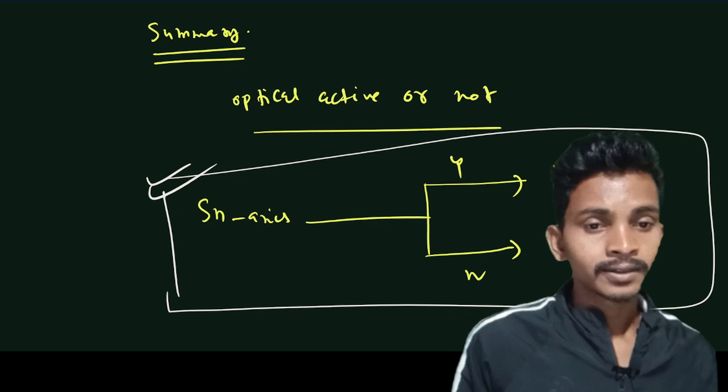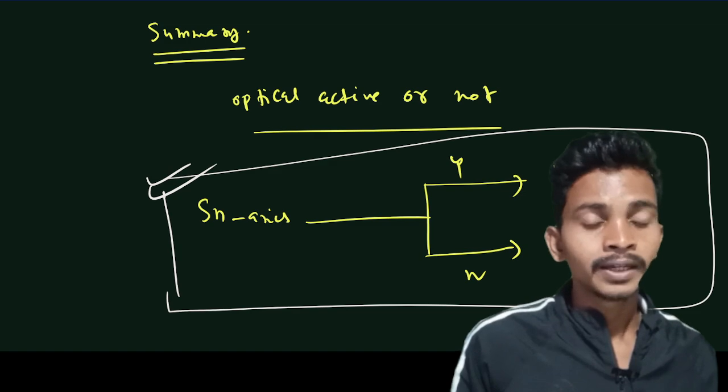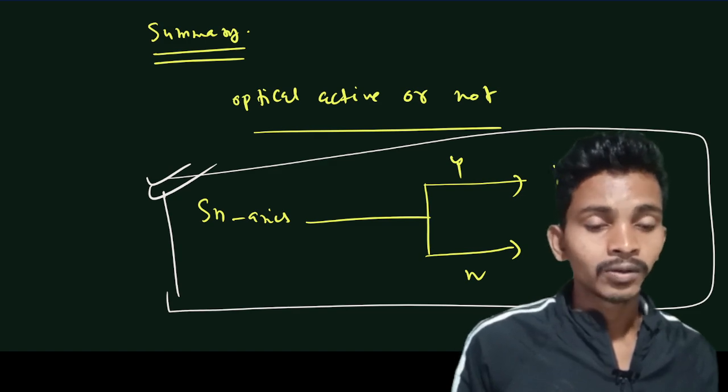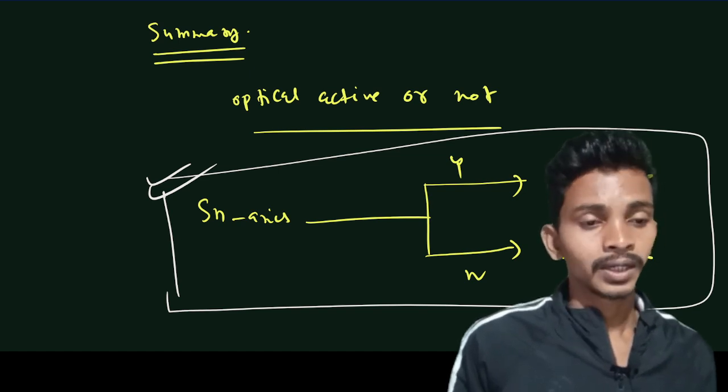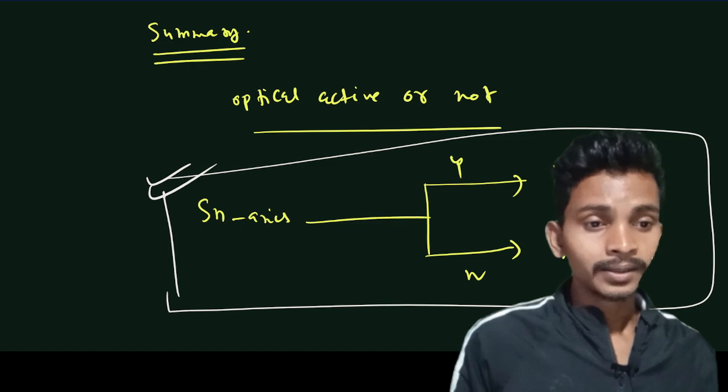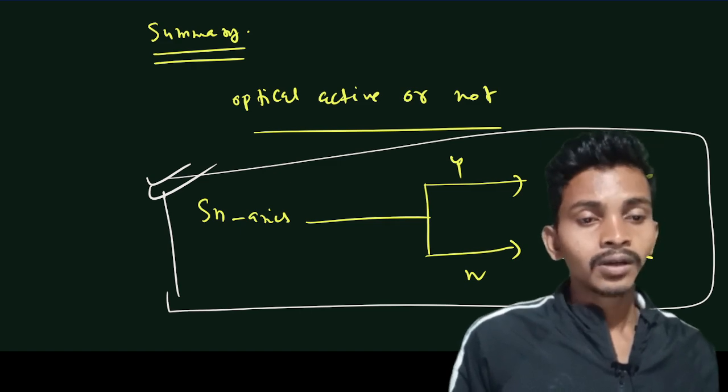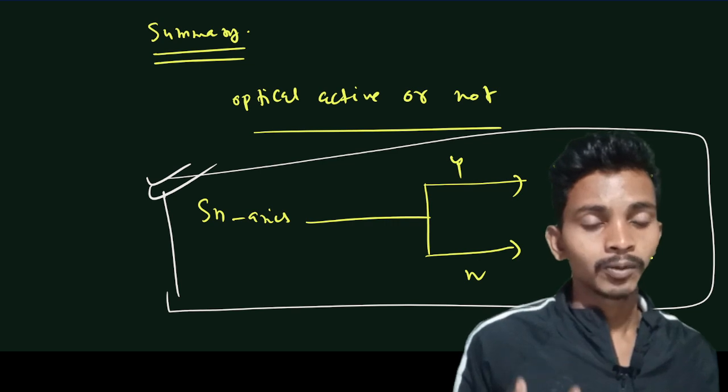In the previous class, we were discussing optical activity. If an Sn axis is present, then that molecule is optically inactive, and if an Sn axis is absent, then that molecule is optically active. If present, then optically inactive. If absent, then optically active. Also, we have discussed dipole moments.